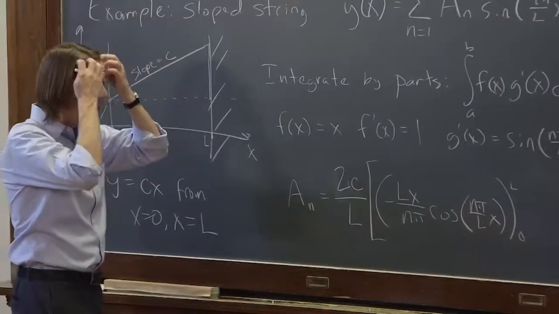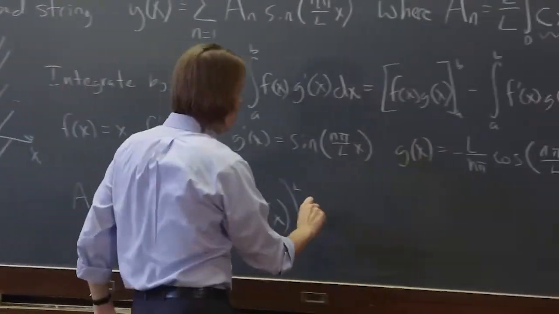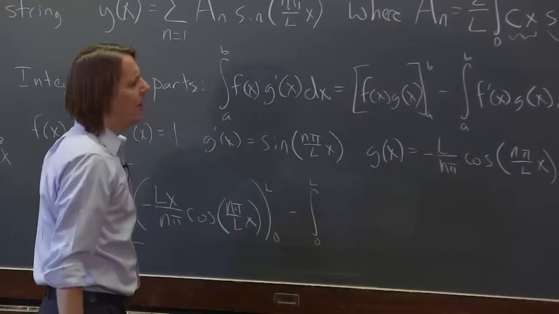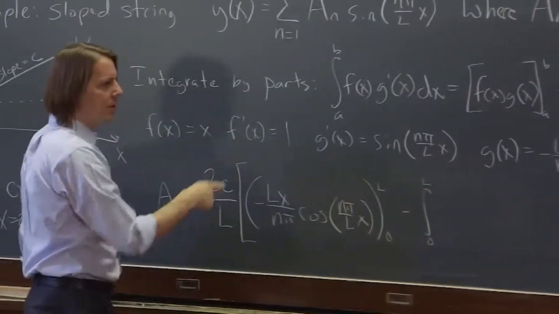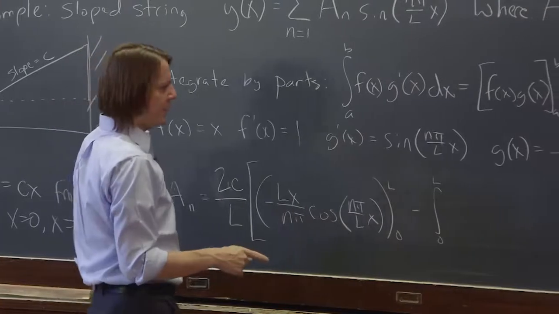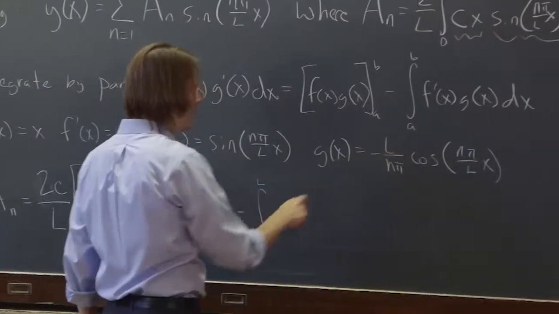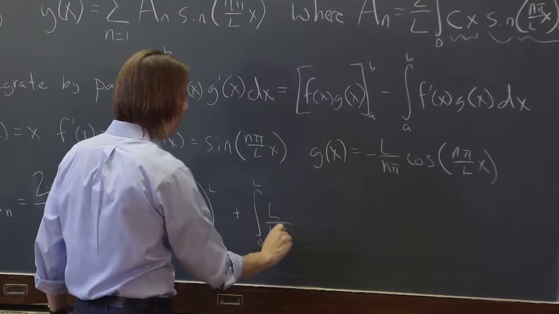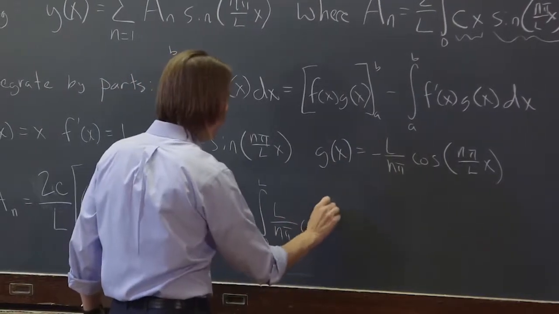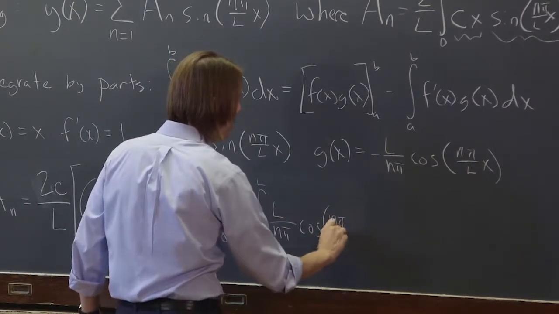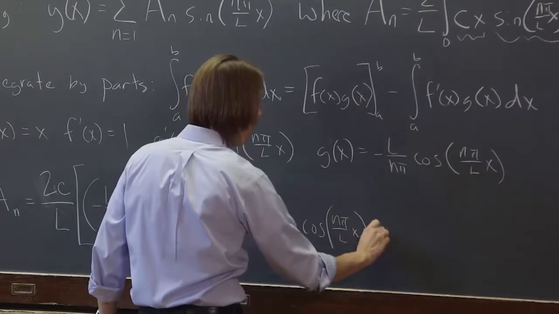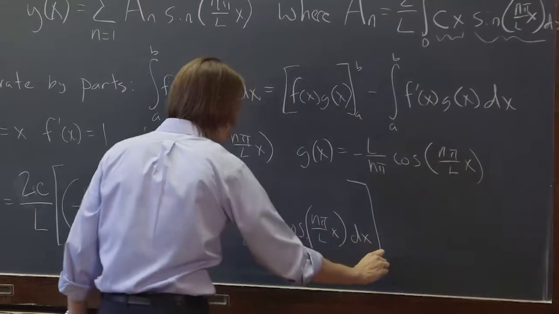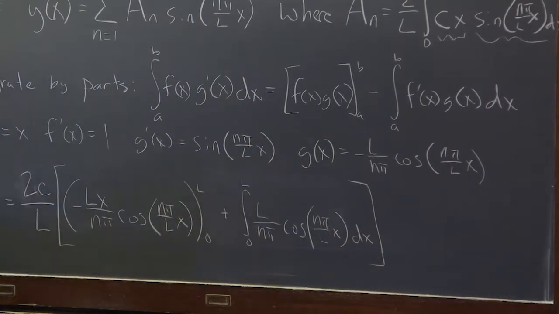All right, and then minus the integral from a to b, which is 0 to L, of f prime of x, which is 1, times g of x, which again is minus L over n pi, so that minus will go there, L over n pi cosine n pi over L x dx. And all that is times that, and we will keep going.